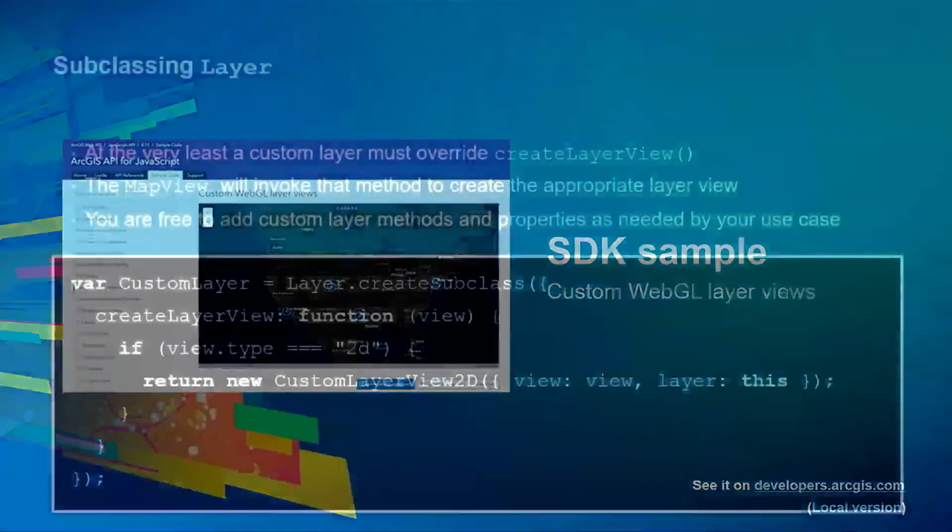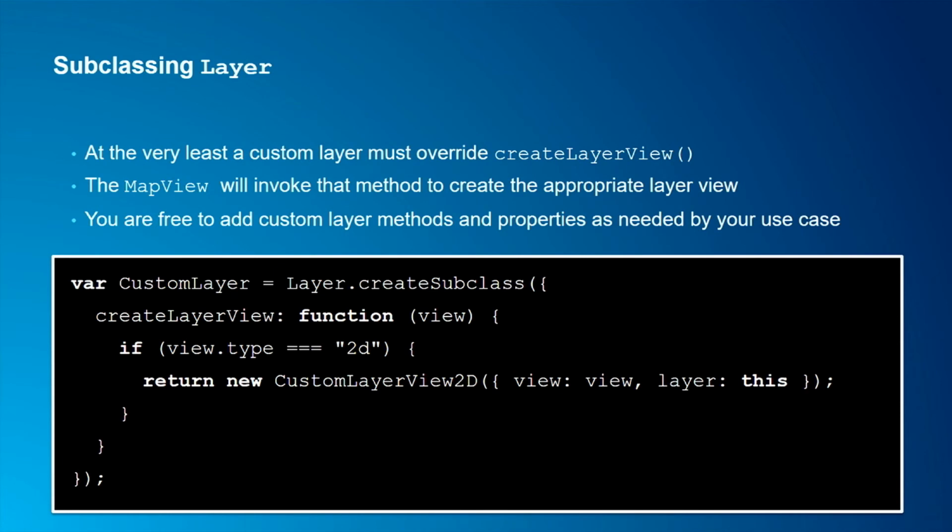Extensibility API works. The developer experience starts by subclassing Layer or some other suitable layer class, such as GraphicsLayer. The only mandatory override is createLayerView, which must return an instance of the custom layer view. You are free to add more methods and properties as needed. In the ArcGIS JavaScript API, the layer is seen as a container of pure data. You may want to keep this in mind while splitting the responsibilities between the layer and the layer view.